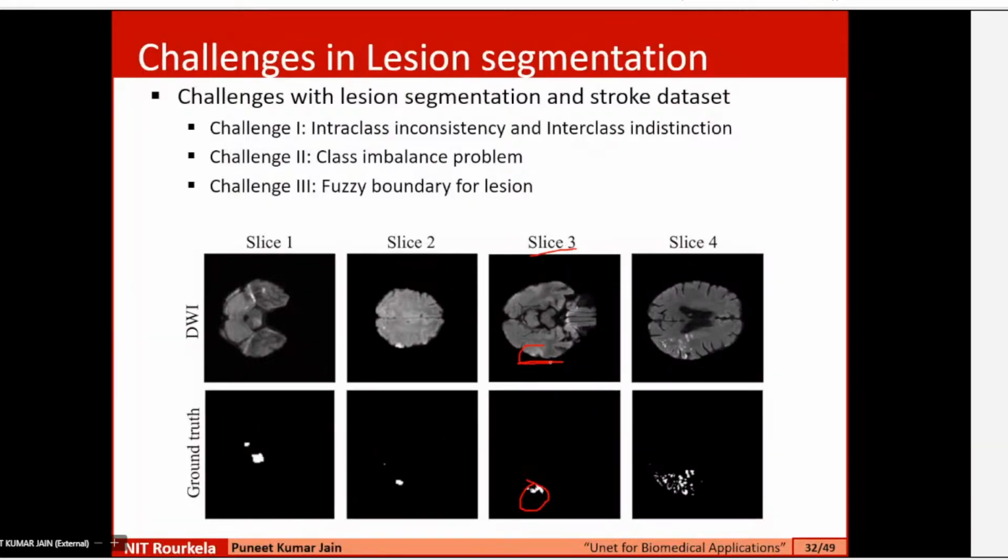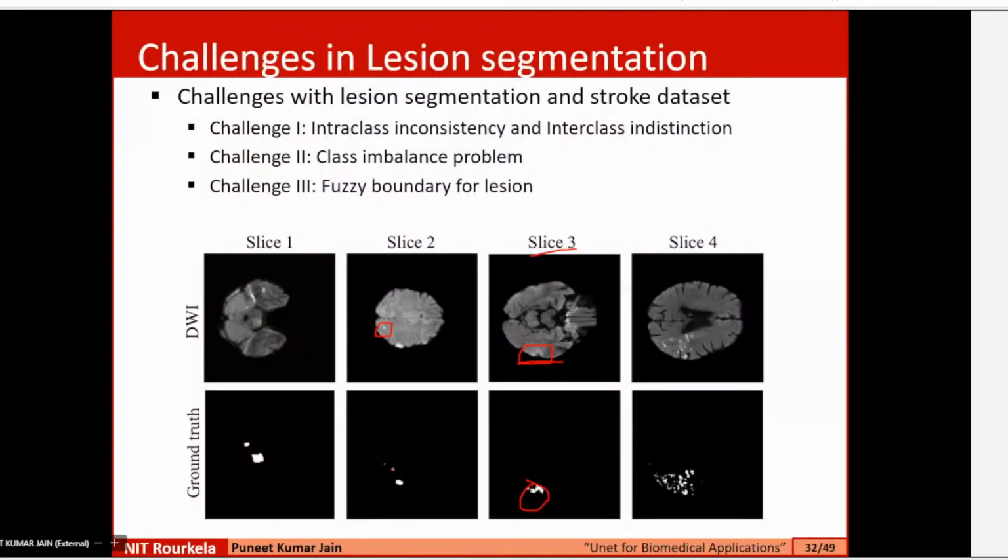Interclass indistinction is another one. Sometimes, like in this case, if you observe slice 2, this part seems to have some lesion, and there is a lesion. In slice 1, again, this part looks like a lesion, but it is not a lesion. So this is one challenge: intra-class inconsistency and inter-class indistinction.